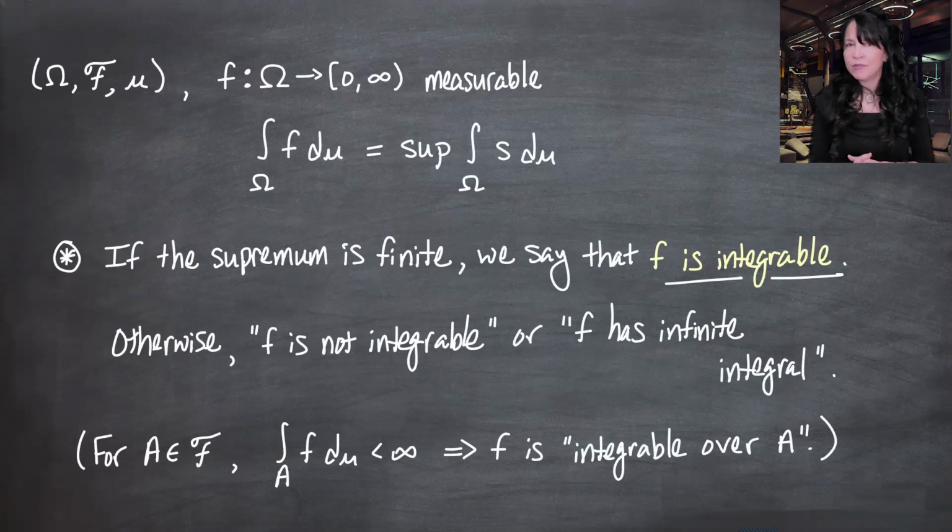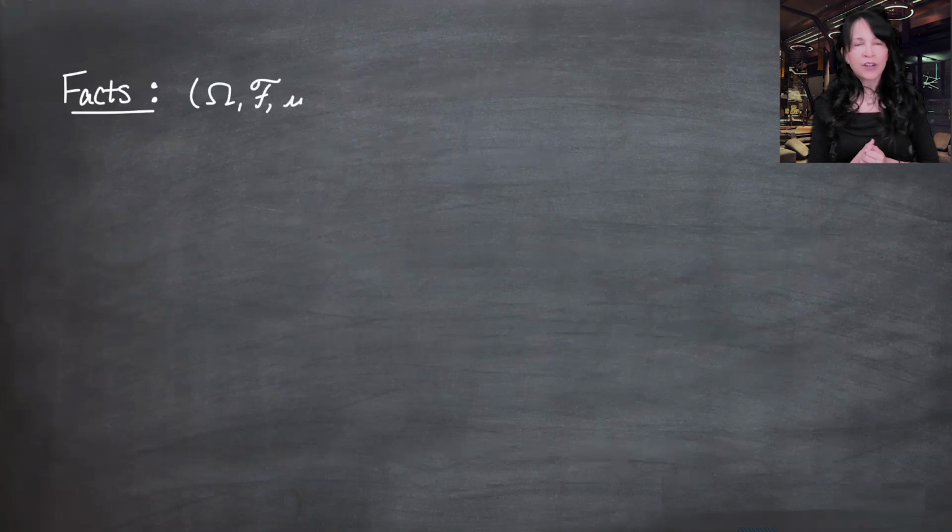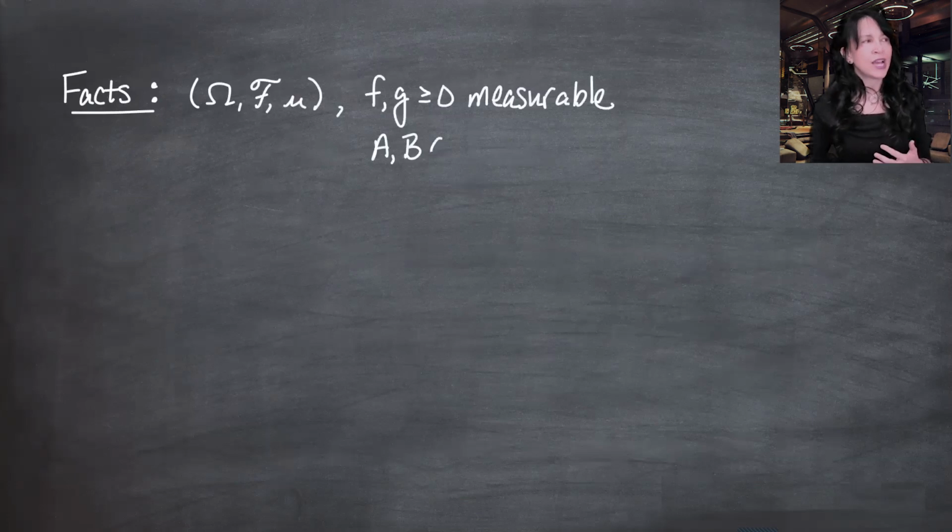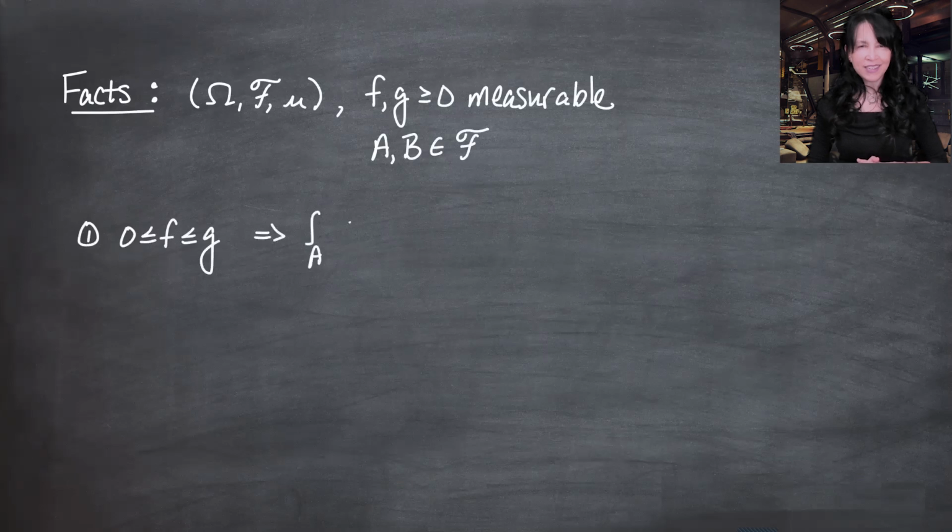So let's look at some of those facts. Suppose I have a measure space, an omega, a curly F, and a measure mu. Suppose I have a couple of non-negative measurable functions, f and g, and suppose I have a couple of sets, capital A and capital B from curly F. First fact I want to talk about: if 0 is less than or equal to f is less than or equal to g, then the integral over A of f d mu is less than or equal to the integral over A of g d mu.